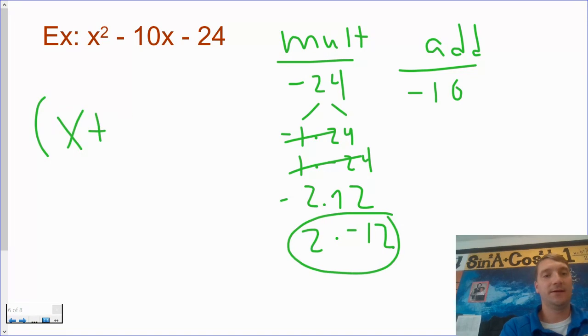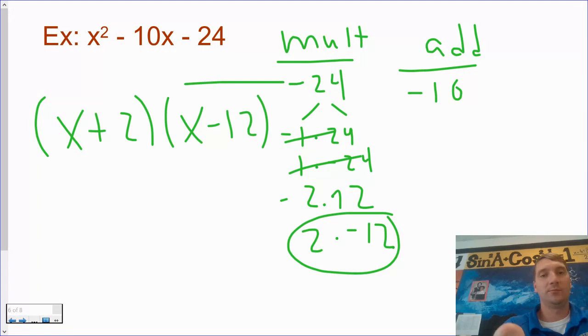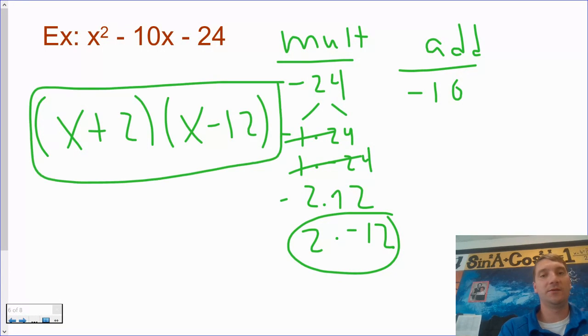So x plus 2, x minus 12. And again, the order of those parentheses does not matter. If I put the x minus 12 first and then the x plus 2 second, that's 100% fine. The signs are extremely important. So I can't go x minus 2 and x plus 12. That would be incorrect there.